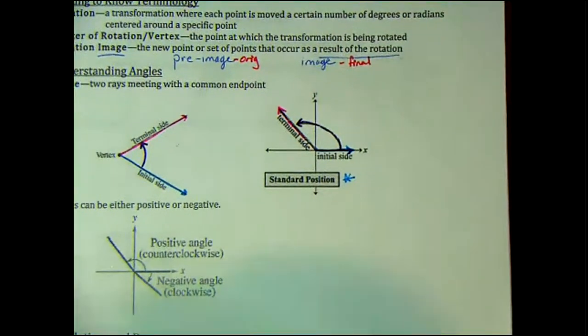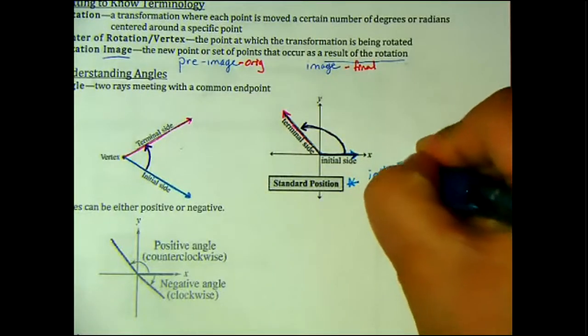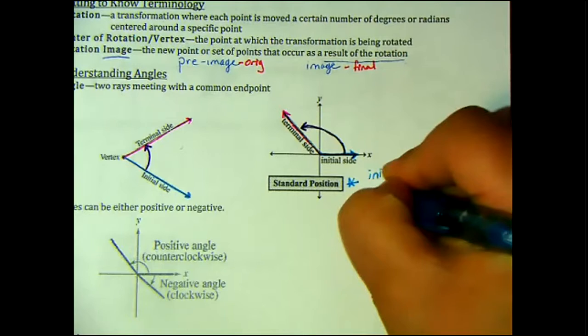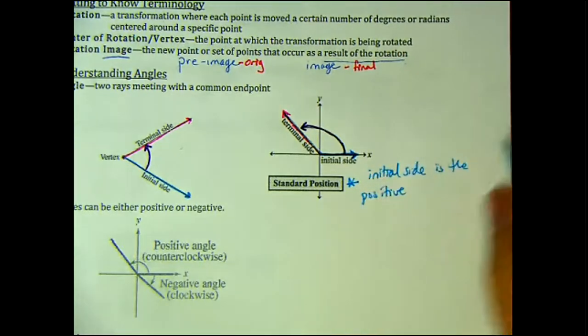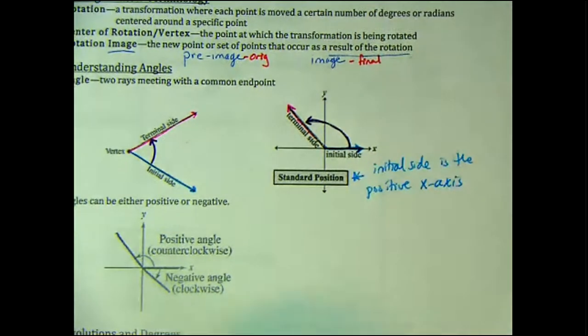So standard position essentially means that the initial side is the positive x-axis, okay?